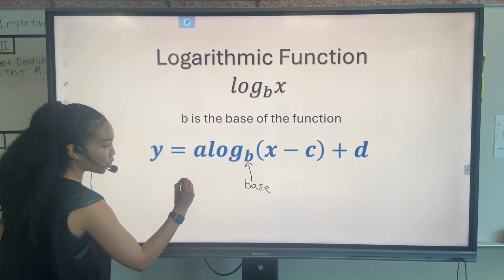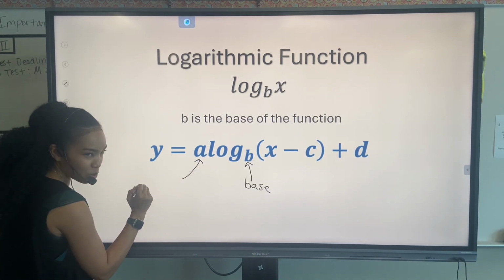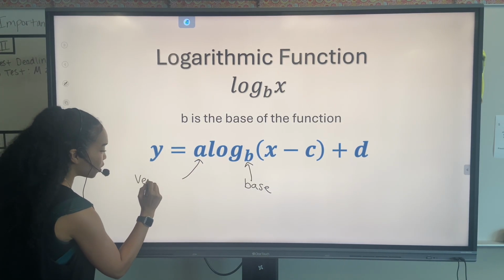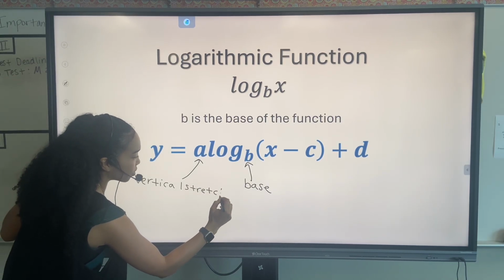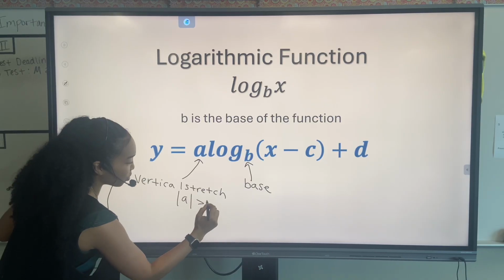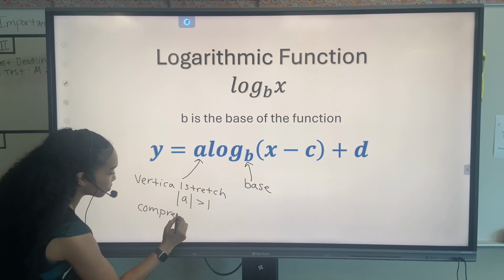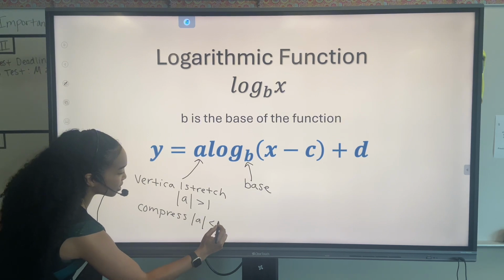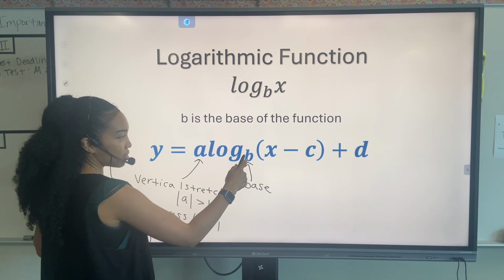What did you guys write on your paper for A? Yes. Y'all are missing a word. Vertical. So it's a vertical stretch if the absolute value of A is greater than 1, and it's a vertical compress if the absolute value of A is less than 1, okay? And the B is the base.